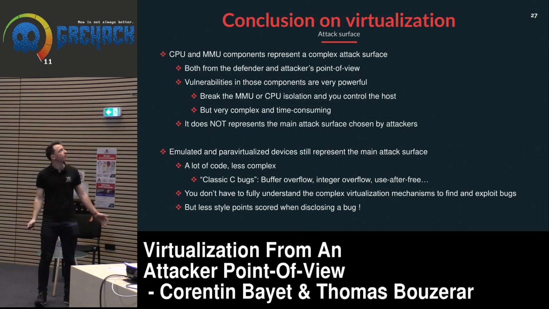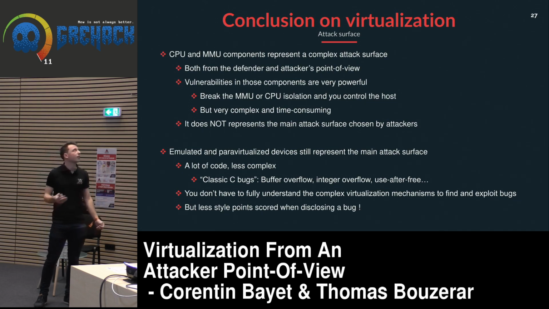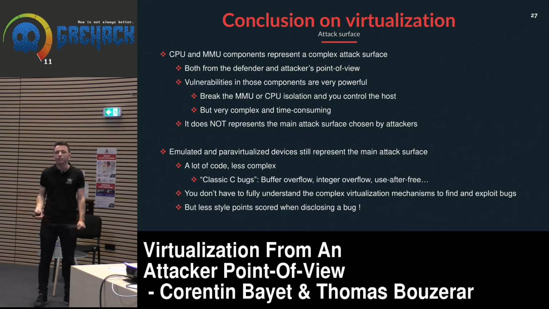So to conclude on the attack surface, you have a big, complex attack surface with the CPU, MMU, and nested virtualization. It's complex both from the developer's point of view and from the attacker's point of view. Because of this, vulnerabilities in those components are very, very powerful. If you break the MMU or the CPU isolation, you basically control the host, which means you already won. But as I said, it's very time consuming and very complex. So it does not represent the main attack surface chosen by attackers, or at least it doesn't represent the largest amount of vulnerabilities disclosed.